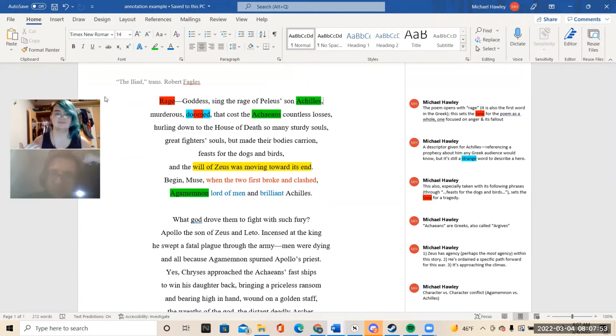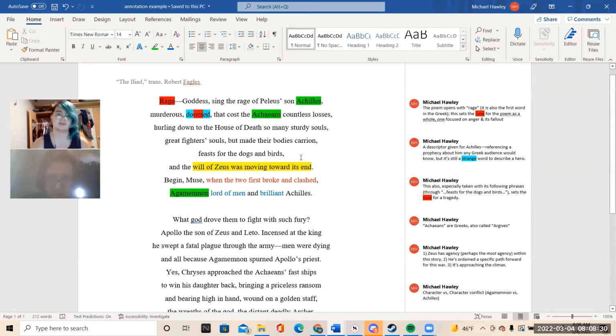So I've already done an example. You can see by the color coordination, which is why I had the highlighting, that I've picked out three important names. One of them isn't the name of a person, it's just the Achaeans. But it is kind of important to know that they're the Greeks or also the Argives, because the Iliad kind of goes back and forth as to who they get called.